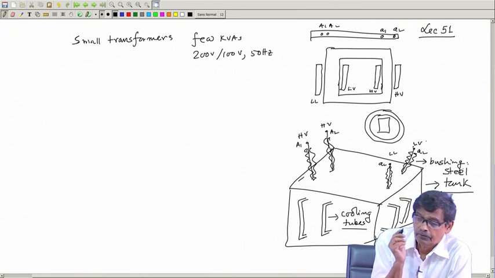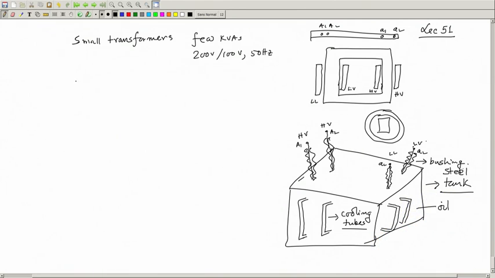For example, I have told you the voltage equation, forget about the leakage impedance, V1 is approximately equal to E1 for a single phase transformer, say a single phase transformer, and this was equal to 4.44 f phi max into N1, is it not, that is the thing.